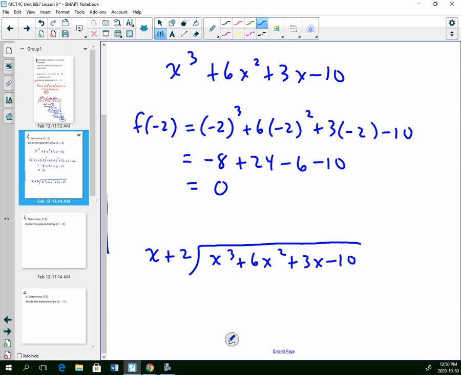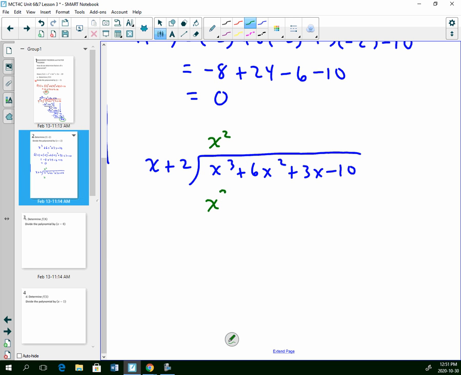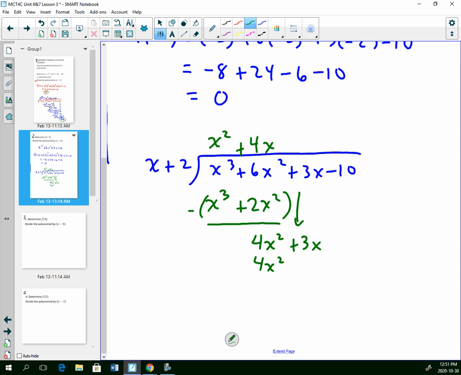Okay, so we would need to multiply x by x squared to get x to the power 3. The 2 comes along for the ride, so 2x squared. And we subtract to see what we have left. So 6 minus 2 is 4. Bring down the next term. Now we would have to multiply by 4x. So 4x times x is 4x squared. 4x times 2 is 8x.